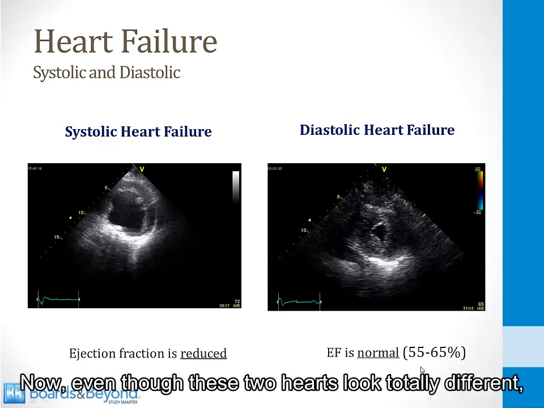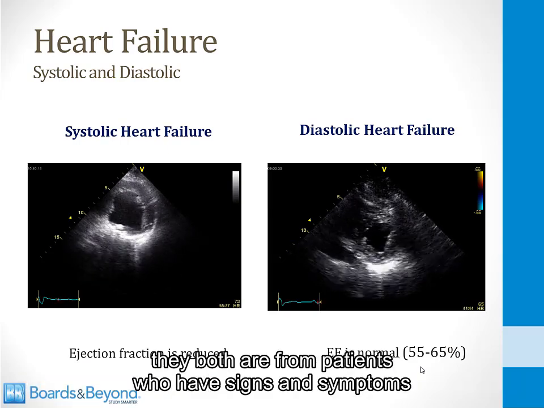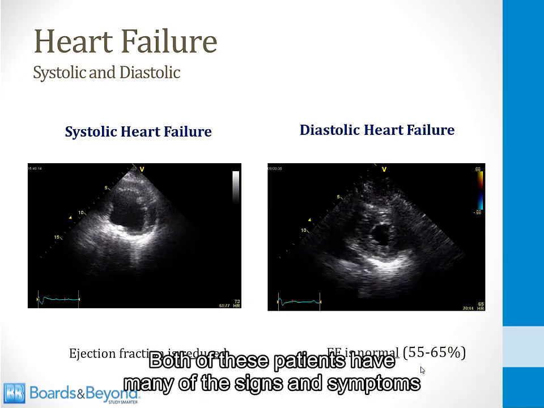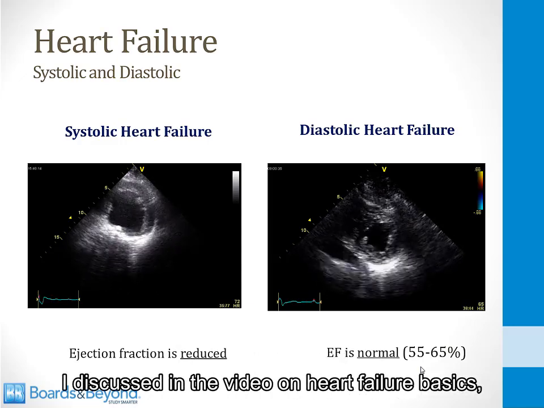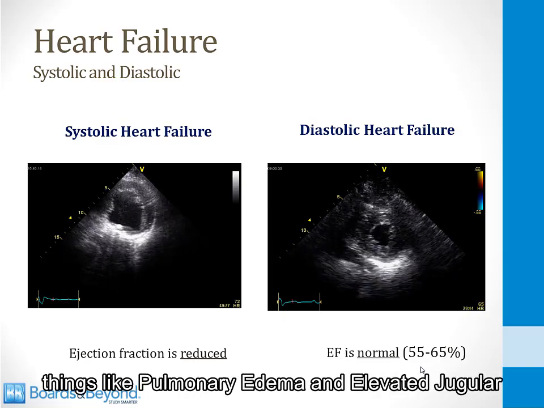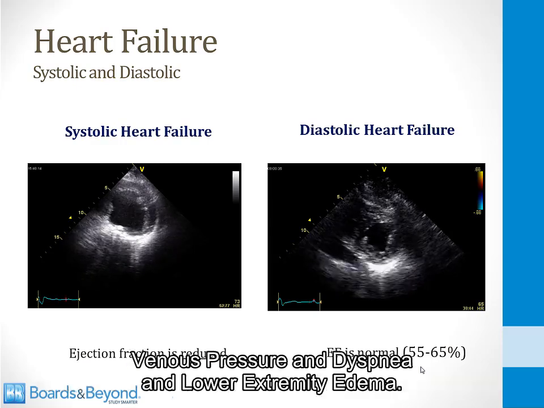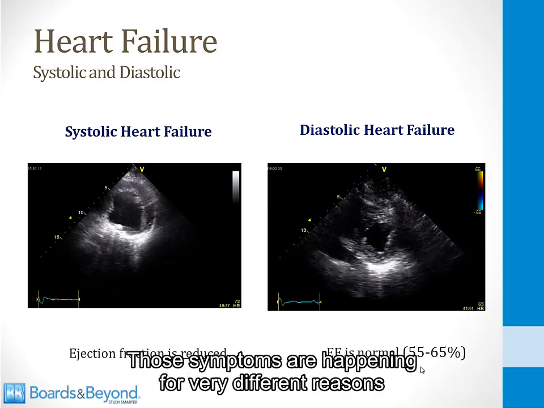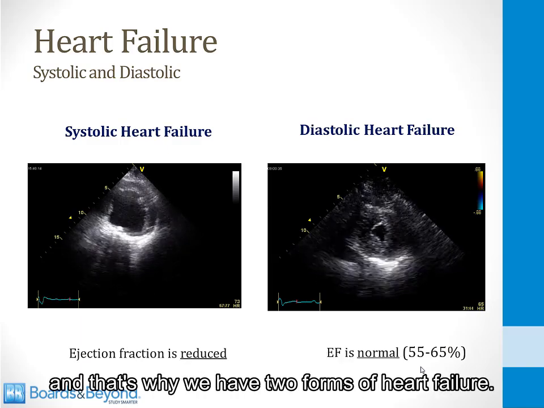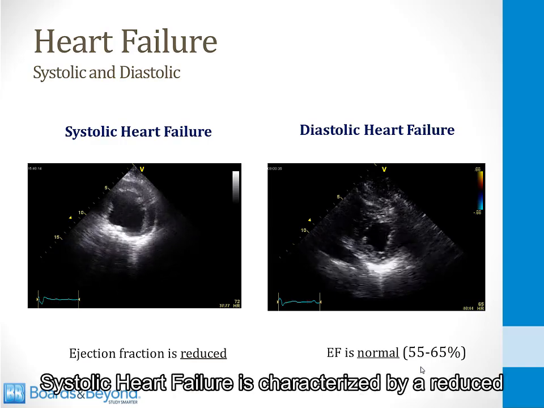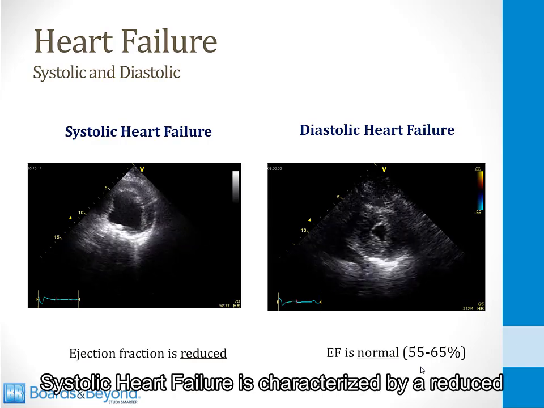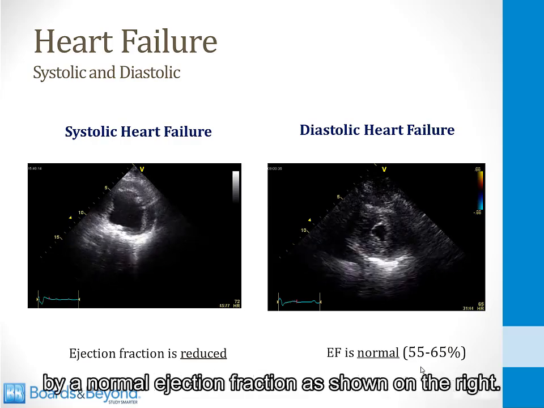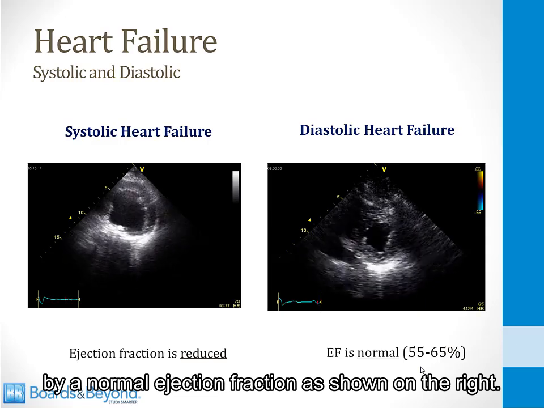Now, even though these two hearts look totally different, they both are from patients who have signs and symptoms of heart failure. Both of these patients have many of the signs and symptoms I discuss in the video on heart failure basics, things like pulmonary edema and elevated jugular venous pressure and dyspnea and lower extremity edema. Those symptoms are happening for very different reasons, and that's why we have two forms of heart failure. Systolic heart failure is characterized by a reduced ejection fraction as shown on the left, and diastolic heart failure is characterized by a normal ejection fraction as shown on the right.